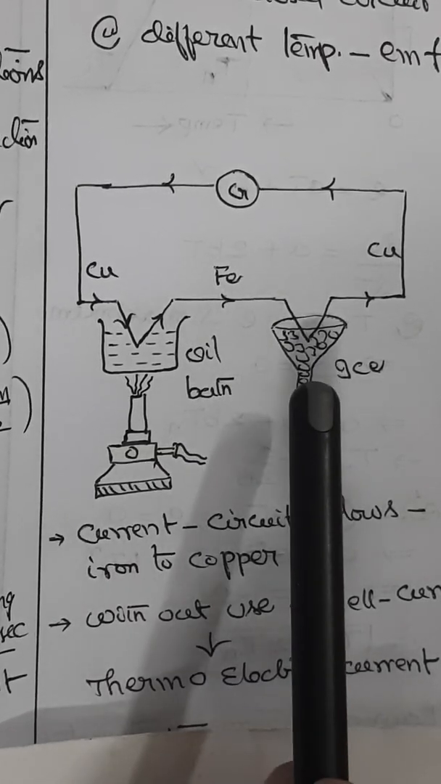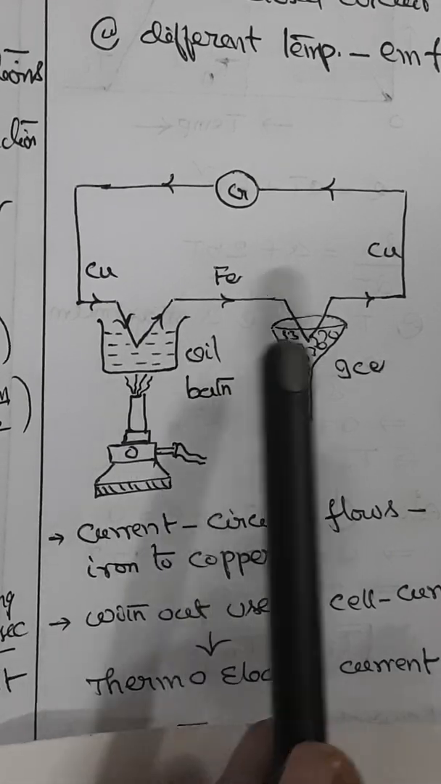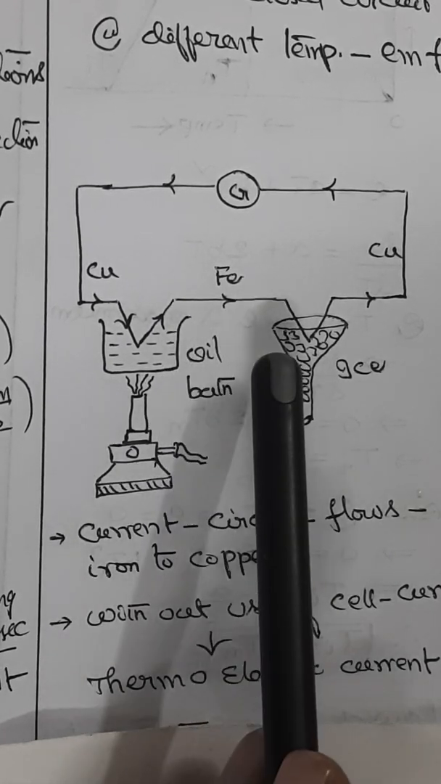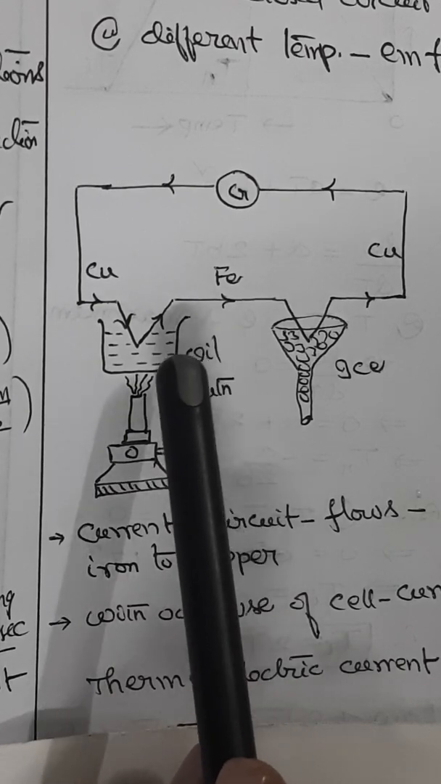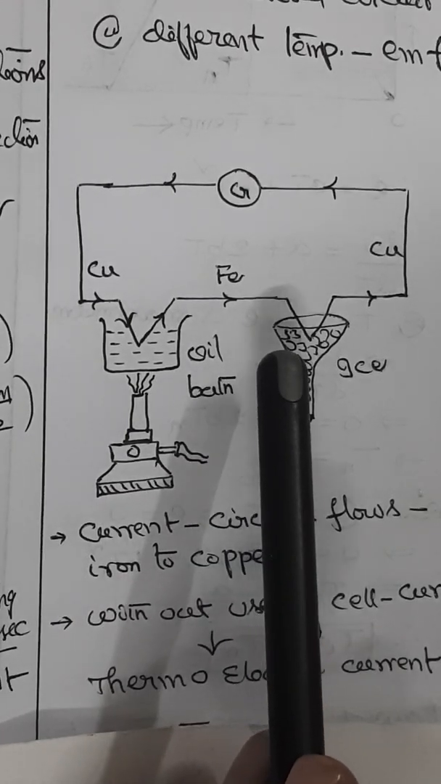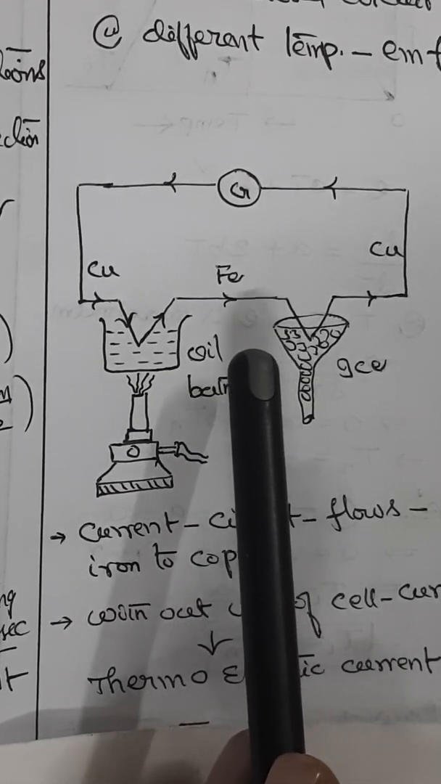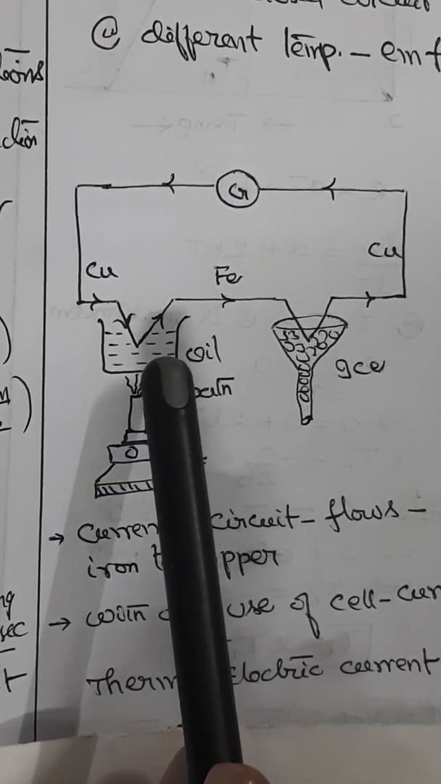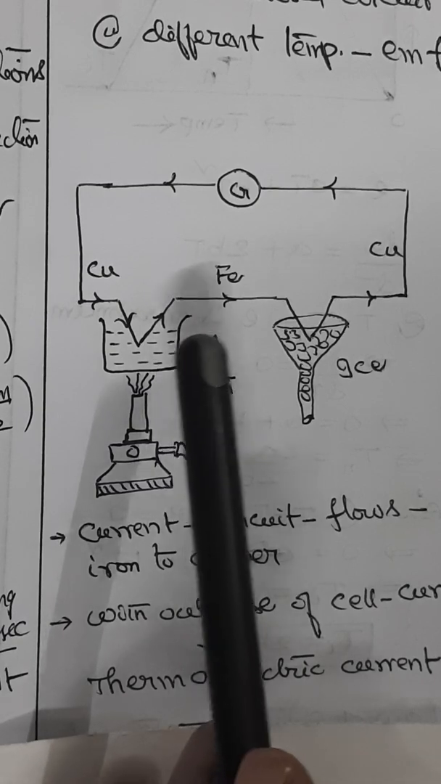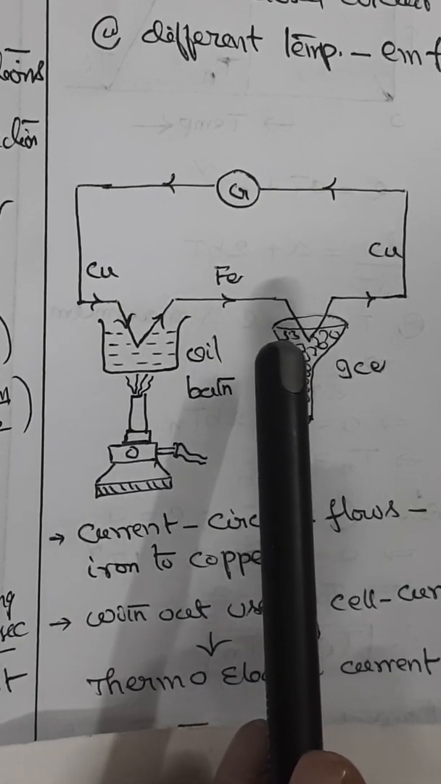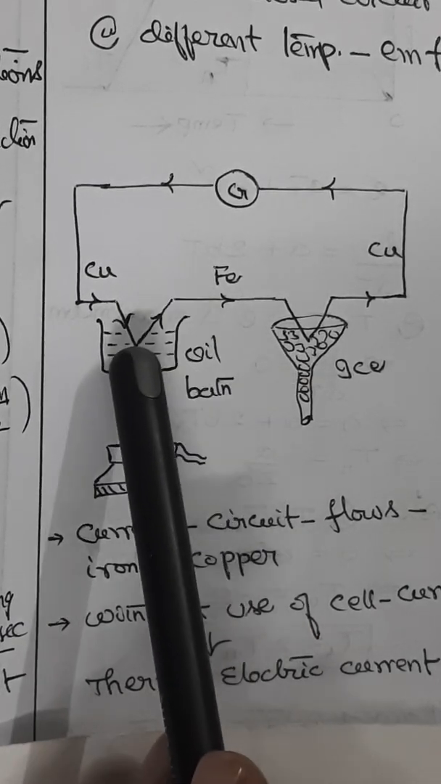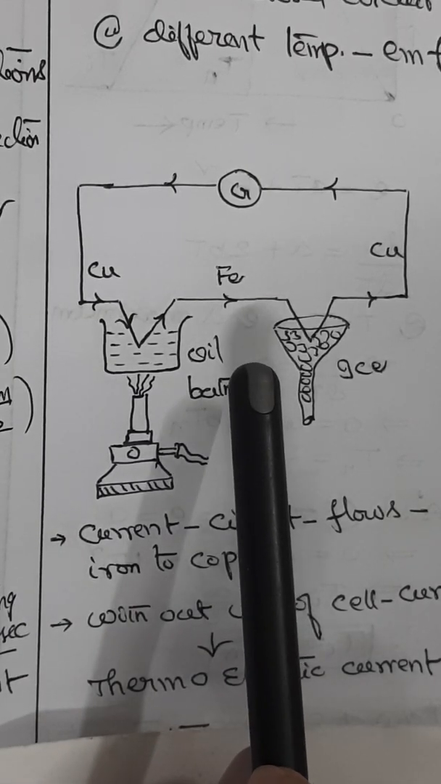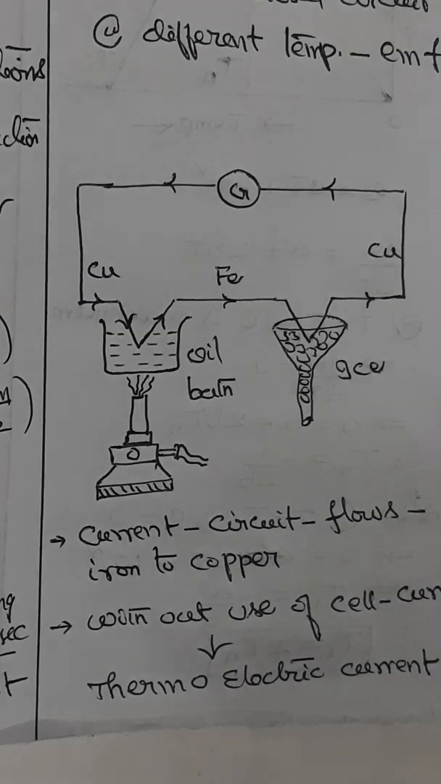The metals can be arranged in a series called the thermoelectric series, such that if a thermocouple is formed out of any two of the metals, an electric current flows at the cold junction from the metal occurring earlier in the series to the one occurring later. The series is antimony, iron, zinc, silver, lead, copper, bismuth, etc.